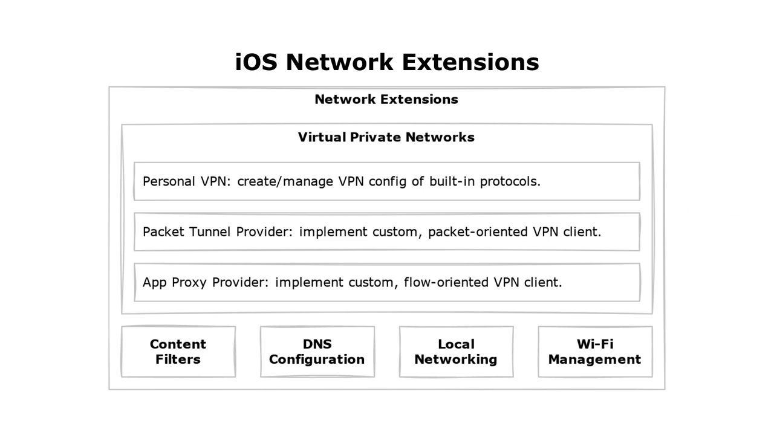iOS network extensions contain providers and features for all kinds of network-related operations, such as content filtering, DNS, and Wi-Fi. VPN-specific extensions only allow three types of VPNs: personal VPNs, packet tunnel providers, and app proxy providers. Since AnyConnect doesn't support the VPN protocols within iOS, they have to implement their own packet-oriented VPN protocol with a packet tunnel provider.